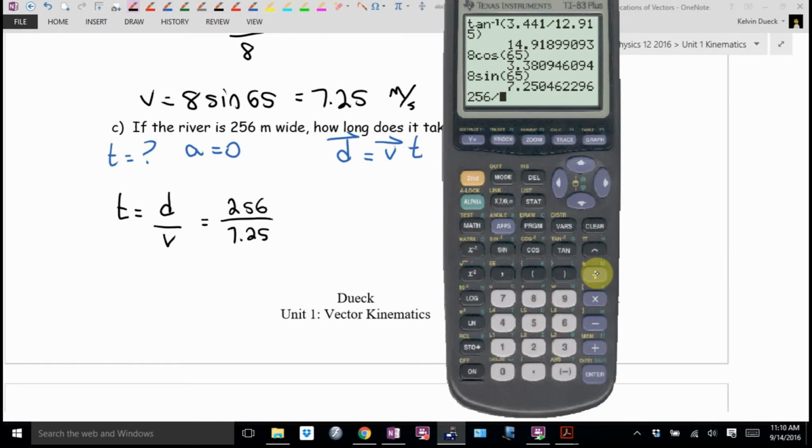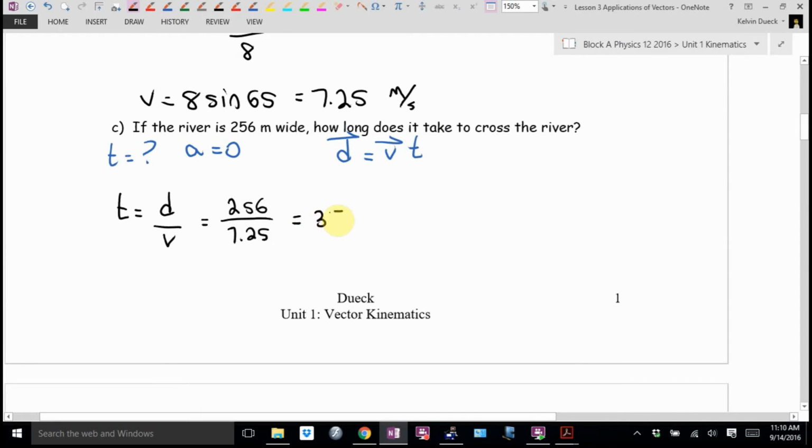256 divided. I'm going to use my answer button because I have the 7.250 still set on my calculator. 35.3 seconds. Even though time is a scalar, it's coming from dividing two vectors. The directions have to be identical so that your directions cancel. That's not quite right mathematically, but you can think of it that way as a way to remember.